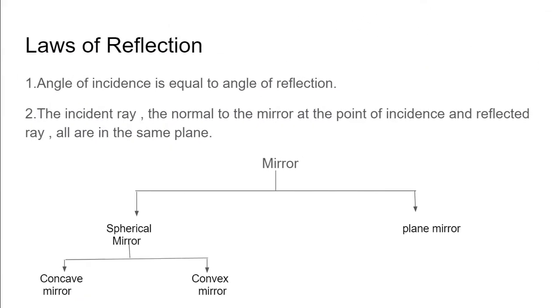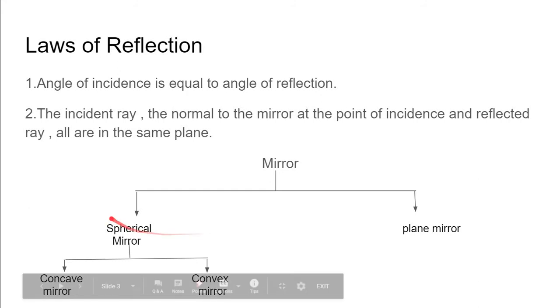There are two laws of reflection. The first is that the angle of incidence is equal to the angle of reflection. The angle of incidence and angle of reflection are equal. And the second law is that the incident ray, the normal to the mirror at the point of incidence, and the reflected ray are all in the same plane.